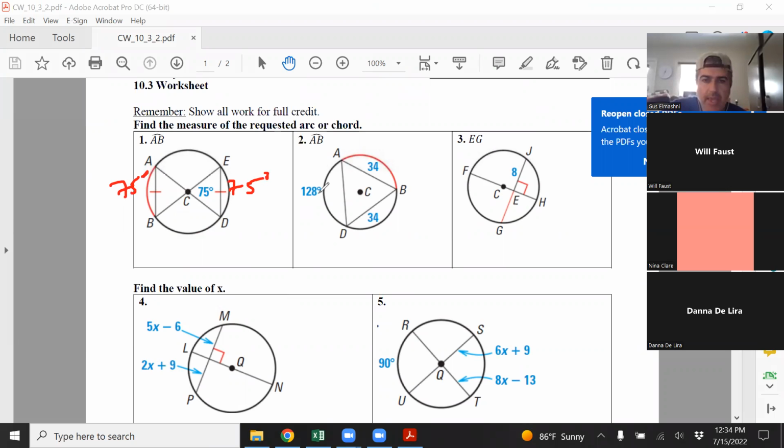Here, if that's 128, 360 minus 128 will be 232. Then you divide it by 2, you should get 116. So each of these are 116. Because remember, these are the same chords, so the arcs they intercept are also the same.